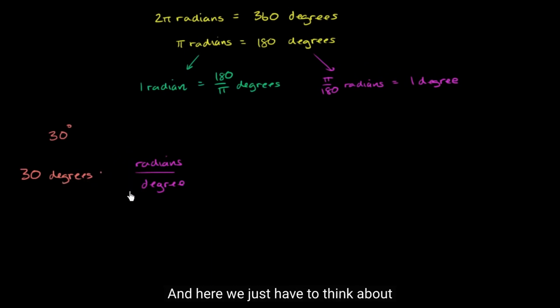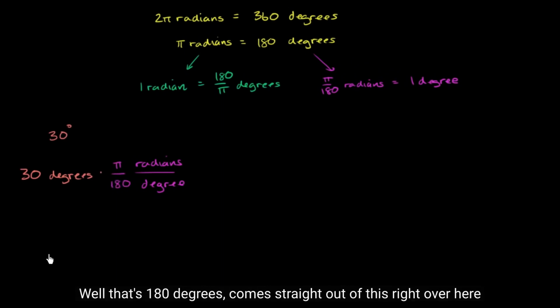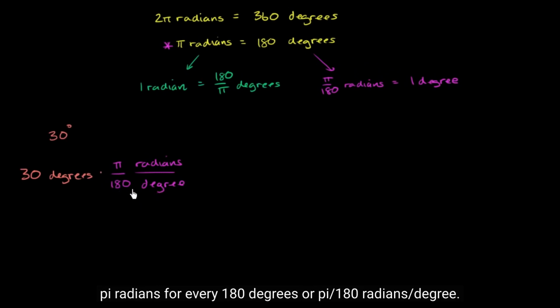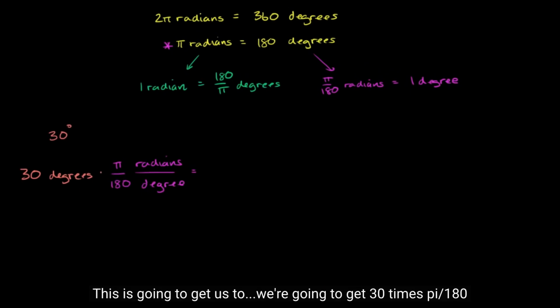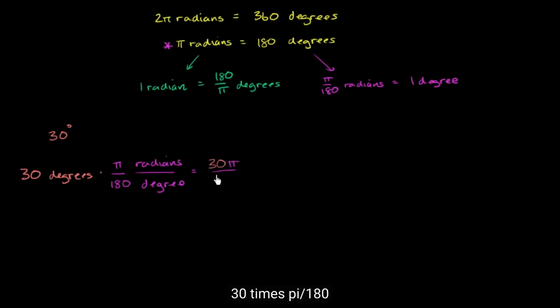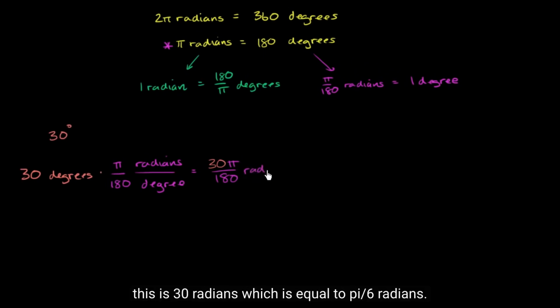And here we just have to think about it this way: if I have pi radians, how many degrees is that? Well, that's 180 degrees. Comes straight out of this right over here. Pi radians for every 180 degrees, or pi over 180 radians per degree. But then we're going to get 30 times pi over 180, which will simplify to 30 over 180 is 1 over 6. So this is equal to pi over 6. Actually, let me write the units out. This is 30 degrees, which is equal to pi over 6 radians.